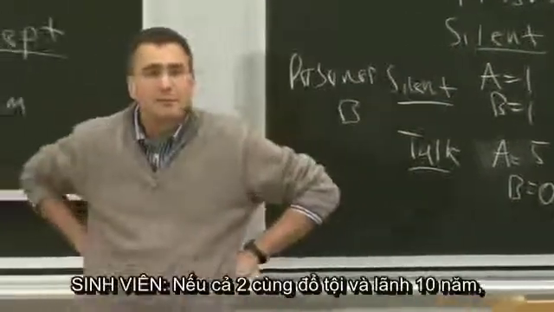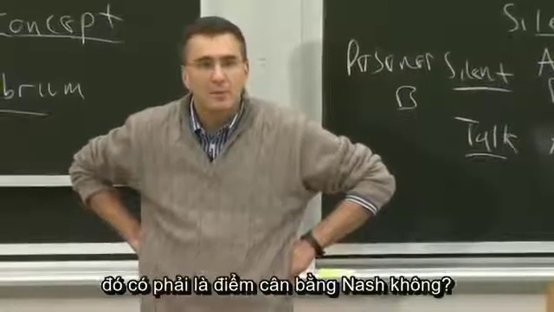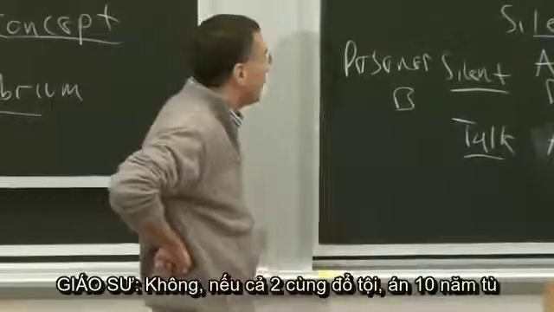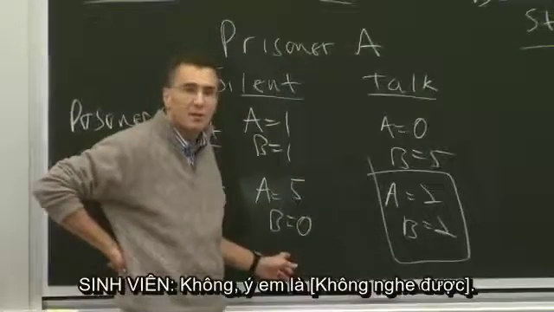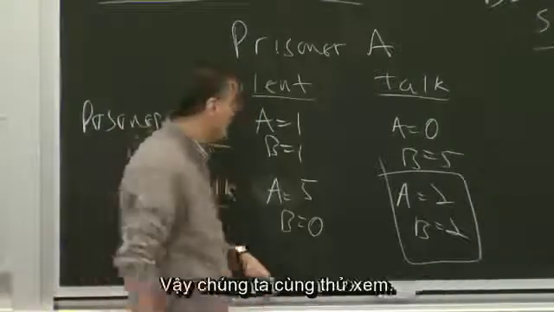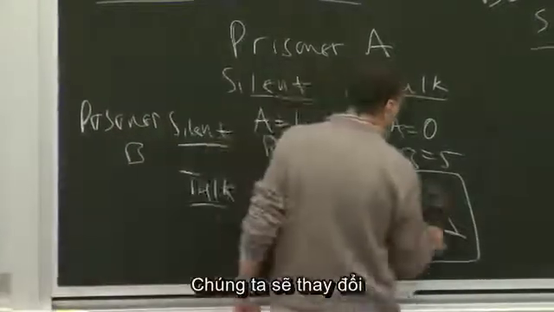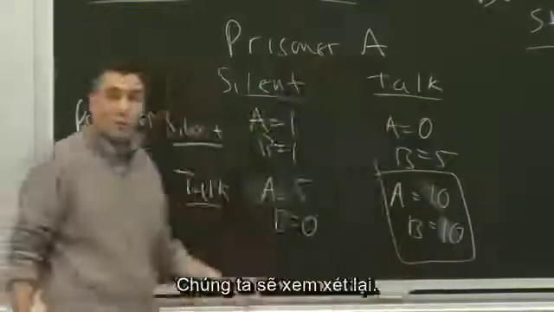Yeah? If they both talk, they both got 10 years, are they in a Nash equilibrium? No, but if they both talk, the 10 years only happens if one talks and the other doesn't. No, I mean like, if they both have got 10 years? Yeah. Okay, great. So let's ask that. Let's change this. Now let's just rework it.